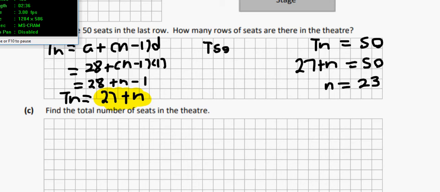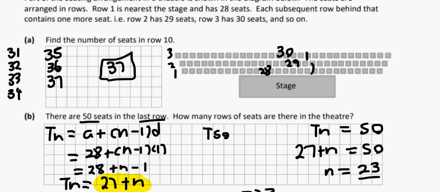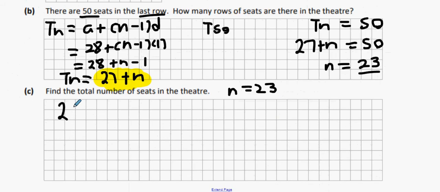Find the total number of seats in the theatre. We're told there's 50 seats in the last row. This means that there is how many rows in the full building? No, there's 50 seats in the last row. There's 23 rows. N equals 23. Now you could add, what's the first one again? 28. You could add 28 plus 29 plus dot dot dot, then 47 plus 48 plus 49 plus 50.